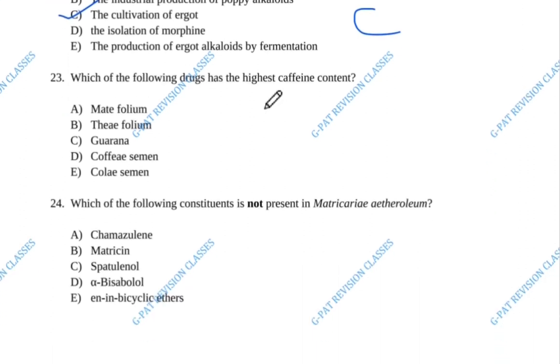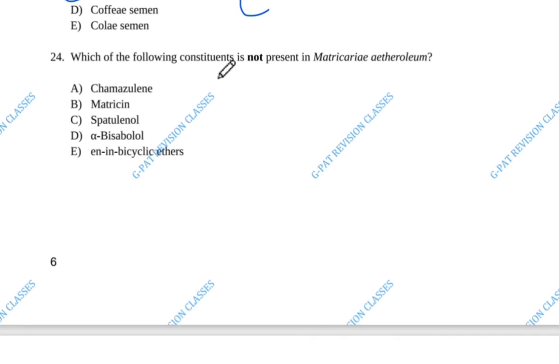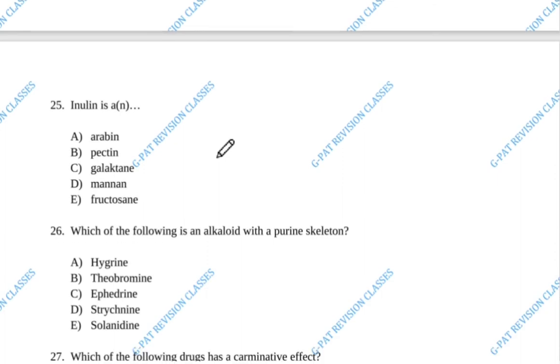Next is 23 question number. Which of the following drugs has the highest caffeine content? Which drug has the highest caffeine content? The answer is C. Guarana. Okay. Next is 24 question number. Which constituent is not present in Matricaria chamomilla? The answer is B. Matricin. Next is 25 question number.